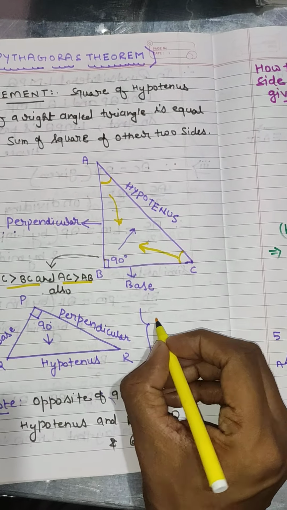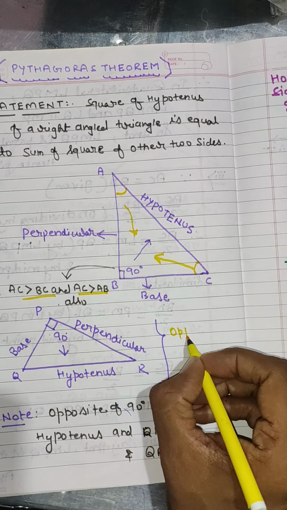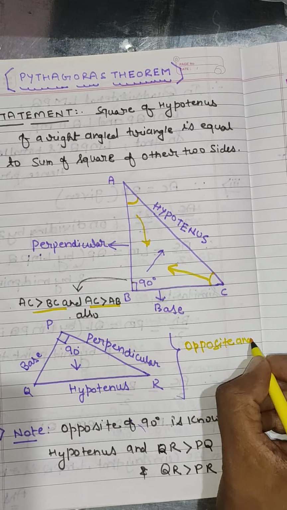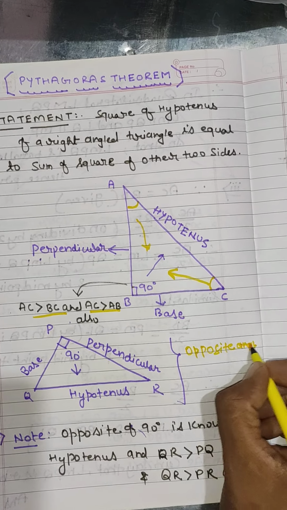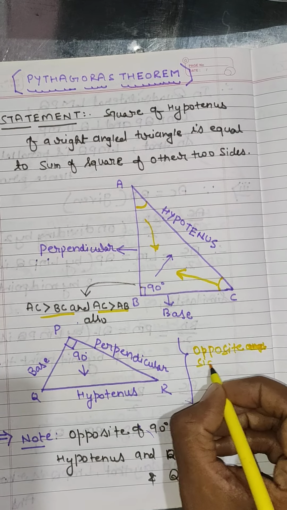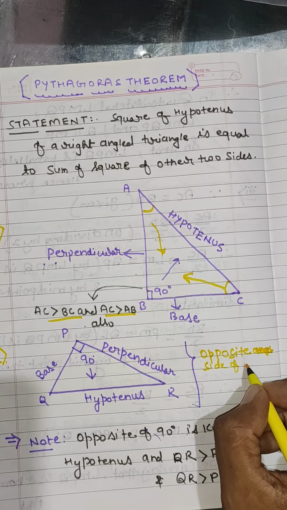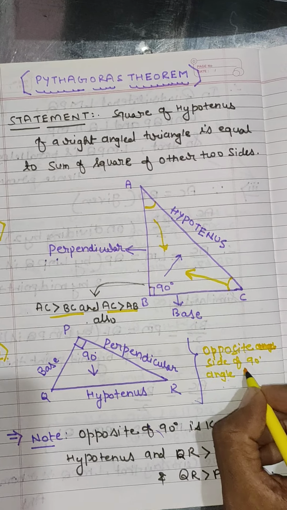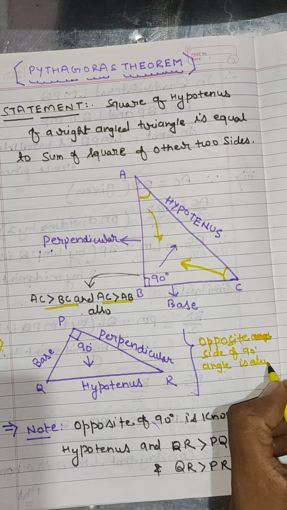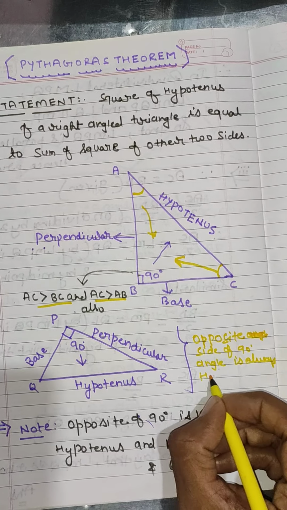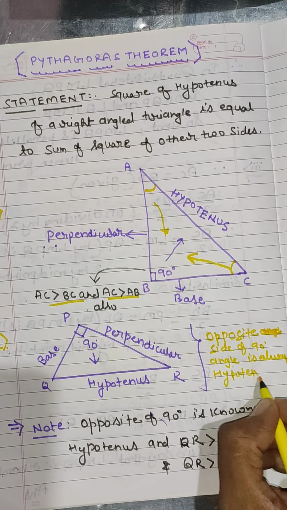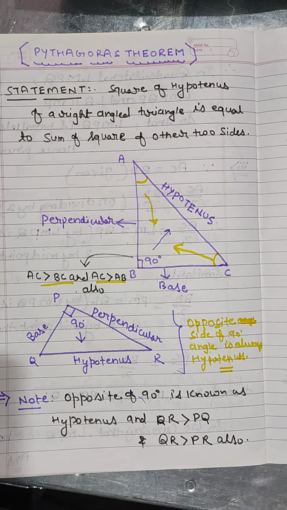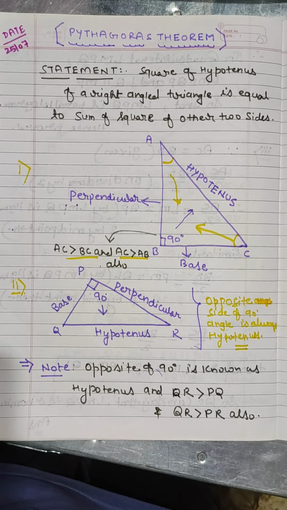I am writing here also: the opposite side of the 90 degree angle is always the hypotenuse. Very very important point. Please keep this point in your mind.